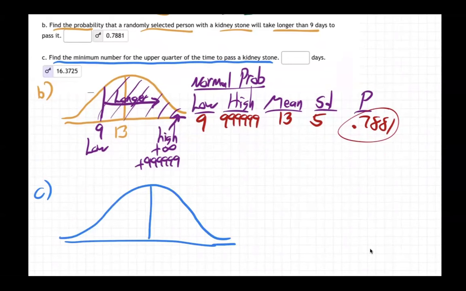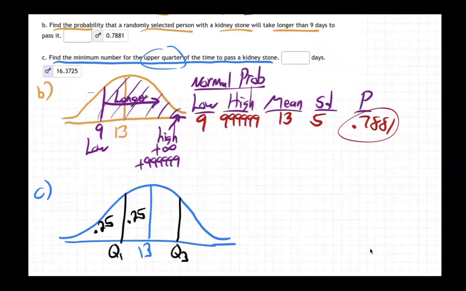Put the middle on there, 13. Now it's talking about the upper quarter. That means breaking it into 4 quarters. Like right there would be Q1, and right there would be Q3, right? So we're saying this is 0.25, 0.25, 0.25, 0.25. Like breaking the whole bell curve up into 4 quarters, like a football game or basketball game, right? First quarter ends at Q1, second quarter halftime, third quarter ends at Q3, fourth quarter. So the 4 quarters, each 25% or 0.25 of the bell curve.